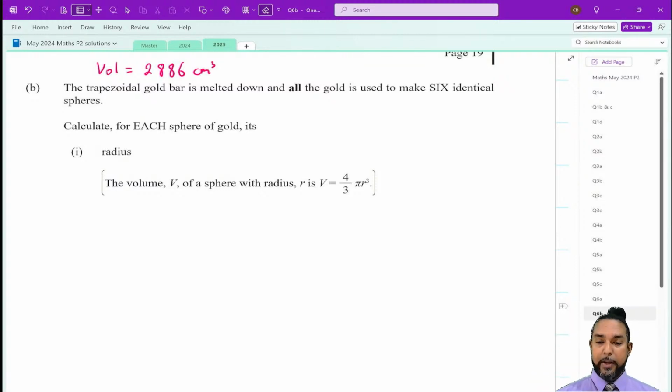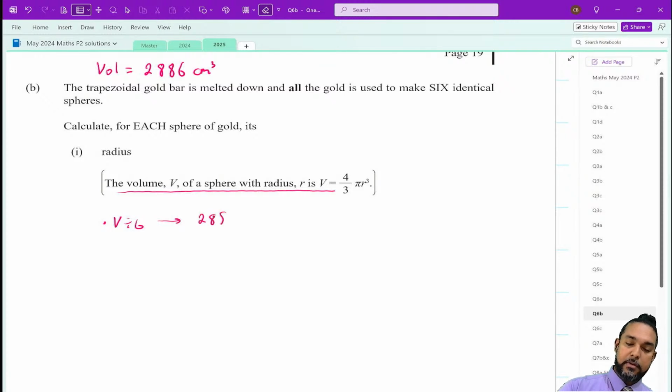They give you the volume of a sphere on the paper itself. So check it. You melt down this thing and you form 6 identical spheres. All 6 spheres put together, the total volume would be 2886. How would you then find the volume of each individual sphere? Correct. If we take the volume and divide by 6, we find the volume of each sphere. So 2886 divided by 6 is 481. That's correct. So 481 cubic centimeters is the volume of one sphere.